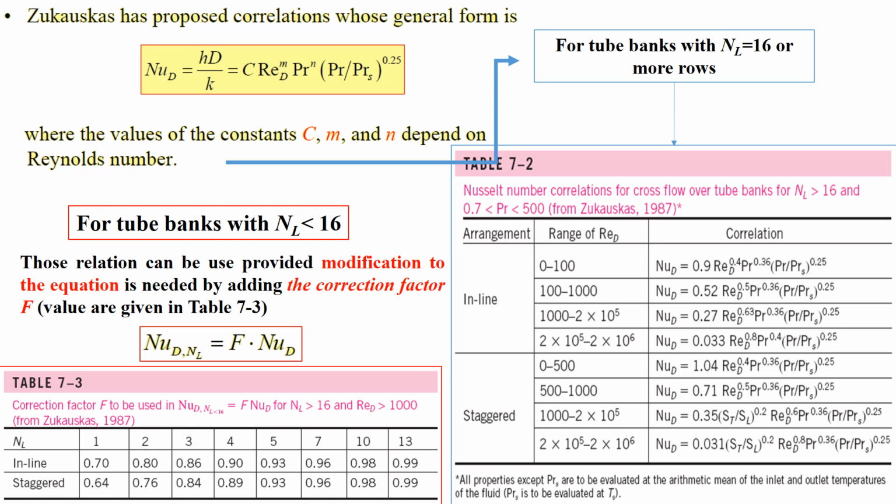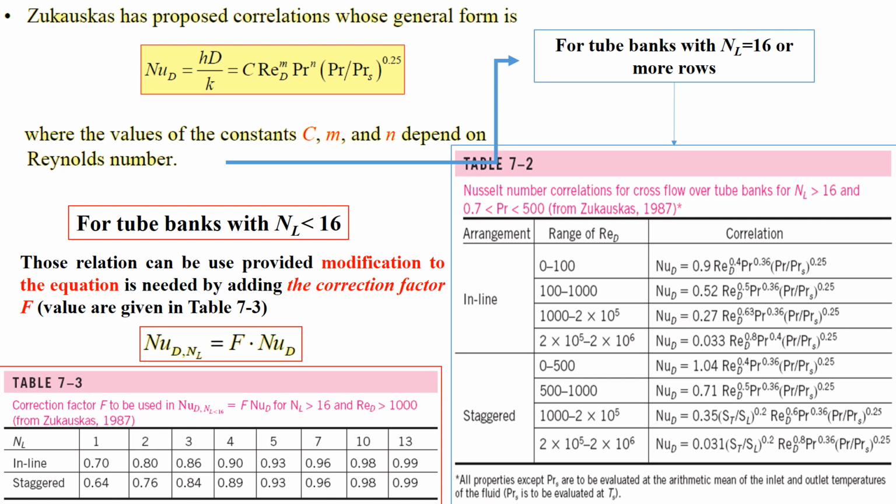You can calculate the Reynolds number, and you can know the values based on Table 7.2, as I show on your right hand side with the blue rectangle. I put a note up there: for tube banks with number of rows equal to 16 or larger, you can use this equation directly, the Zukauskas equation.